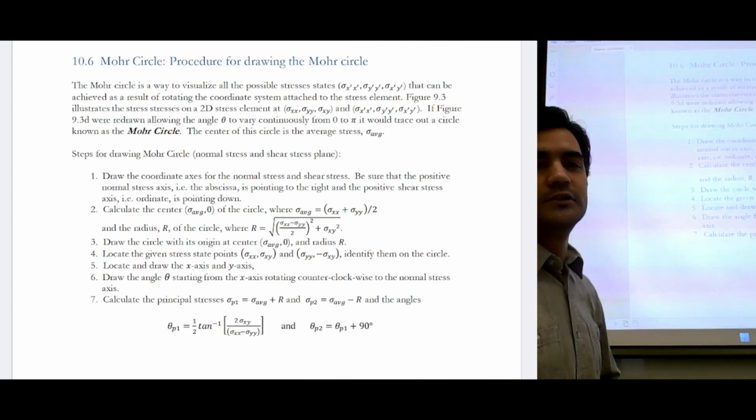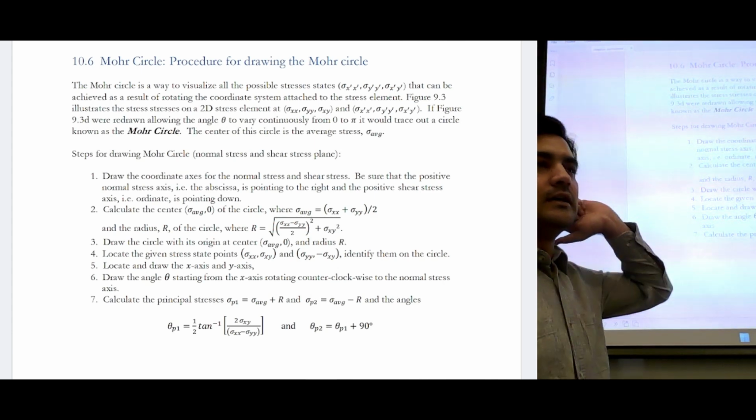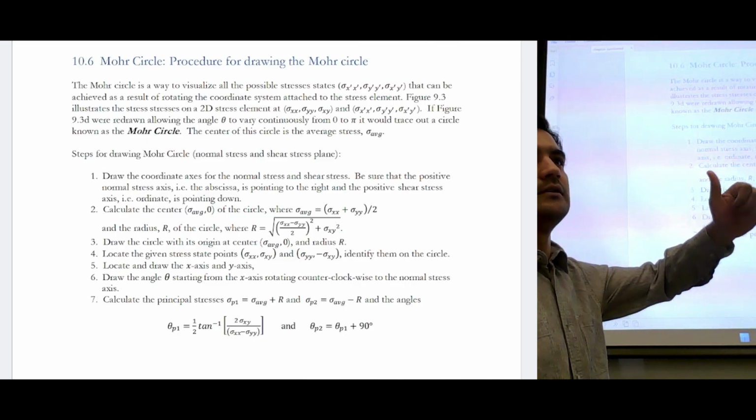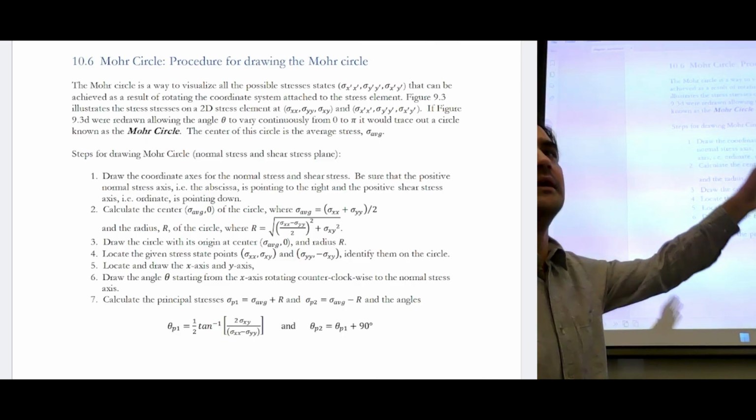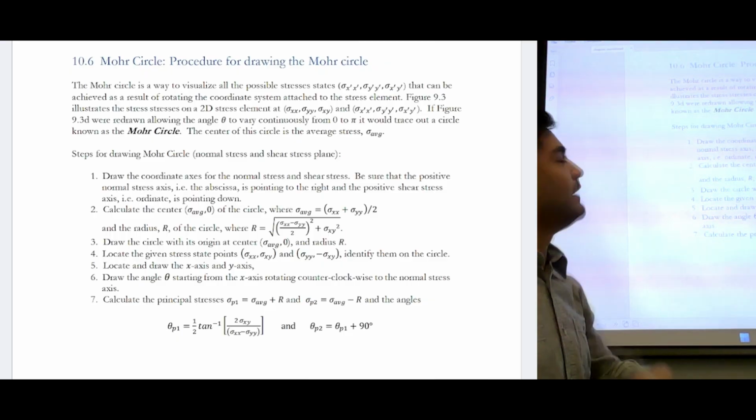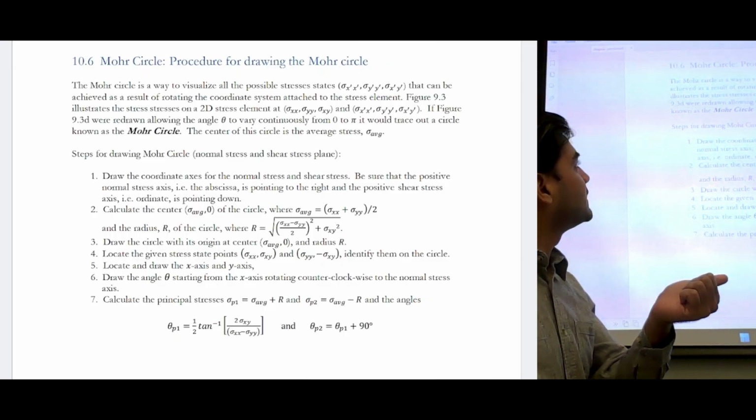Today we'll talk about Mohr circle. So we already know how to calculate new stresses when a stress element is rotated at a particular angle, and we have to use transformation equations for that purpose.